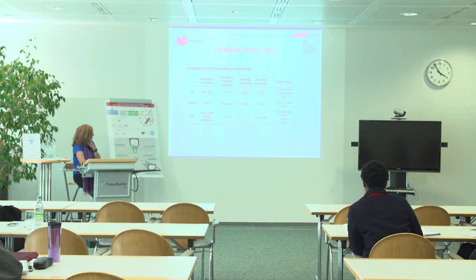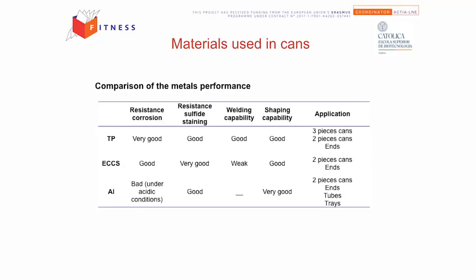But apart from that, aluminum is very good in terms of shaping capability. So we can produce nice shapes, cans with a different shape, which is possible but more difficult with the tin plate. So we have these benefits, advantages and disadvantages. We have good corrosion resistance in here. We can use the tin plate for 3 pieces cans. For the other materials, we can only produce 2 pieces.